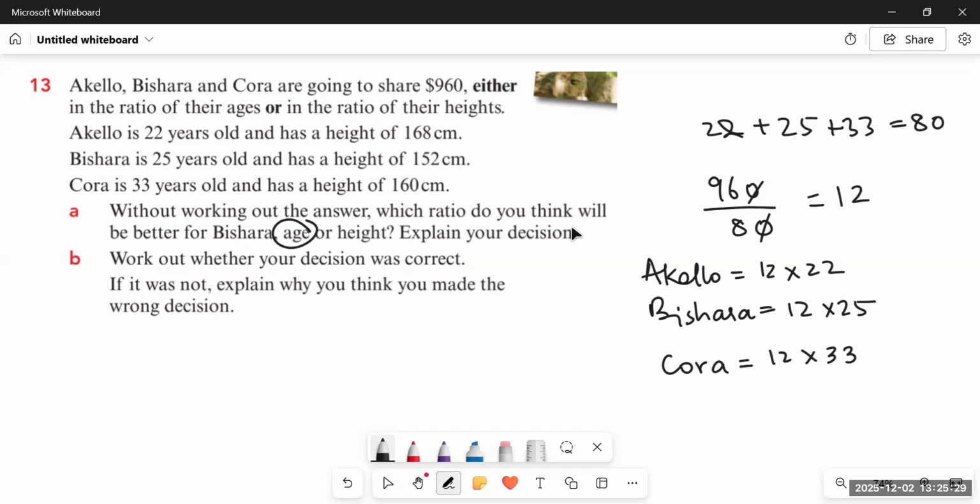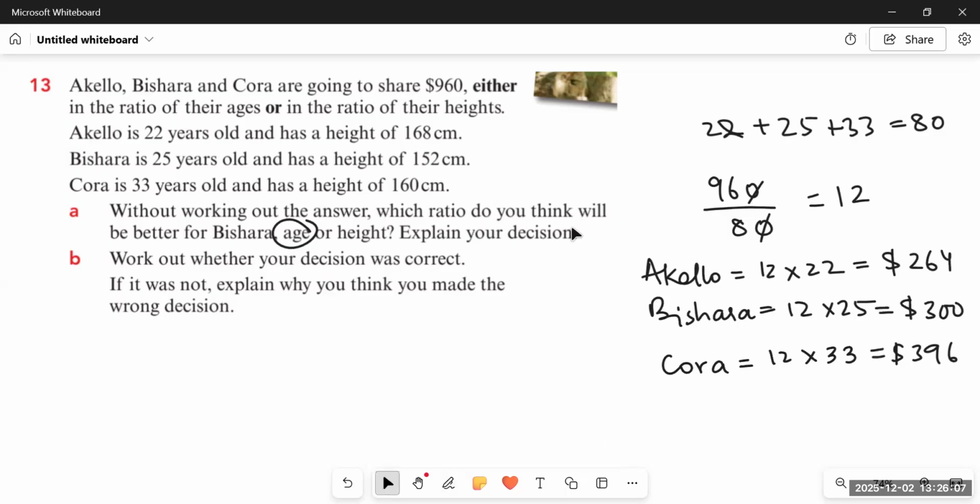Okay, so for the first one, we are getting $264. Akelo will get $264. For Bishara, it's $300. And for the last one, Kora, it's the highest amount, that is $396. And when you add the other two amounts into it, you will see that the total we are getting is the same as given, which is $960. So here, according to their ages, Bishara is getting $300.